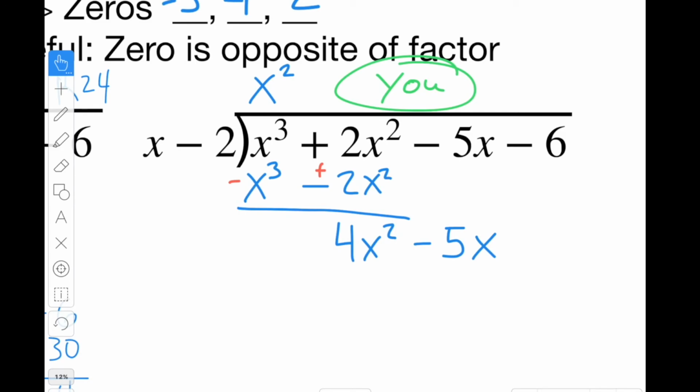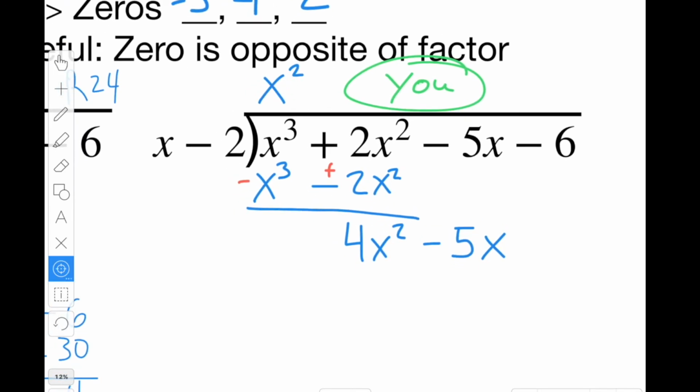So let's get started. X squared, you're looking at this first term and this x. What times x will give you x cubed? That's x squared. So x squared times x is x cubed. X squared times minus 2 is minus 2x squared. Change the signs, and you get minus x cubed and positive 2x squared. When you add these together, you get 4x squared. Bringing down the minus 5x, I want you to continue and ask yourself, what times x will give you 4x squared?